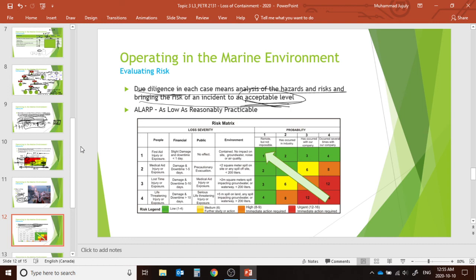Now, how can we determine what is the acceptable level? So that's why we have developed a tool. For instance, for driving the car, the first thing, your car should have regular maintenance, right? Number two, if it's the winter season, you will have winter tires.